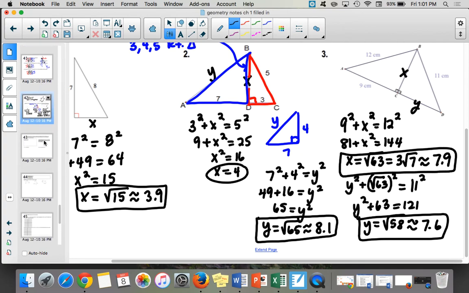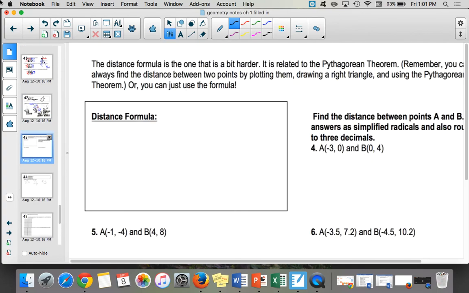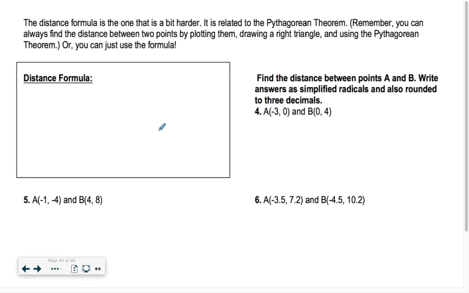All right, so let's go on to the distance formula. The distance formula is the formula that is always much harder for students to remember, okay? So I'm going to show you a couple different ways to do these problems. It's related to the Pythagorean Theorem. Remember, you can always find the distance between 2 points by plotting them, drawing a right triangle, and using the Pythagorean Theorem, or you can just use the formula.